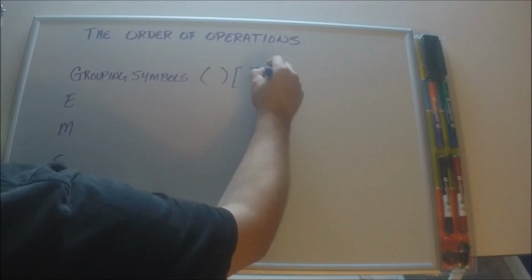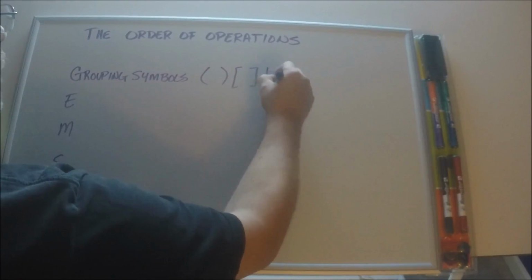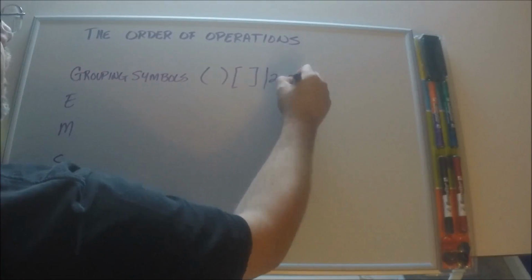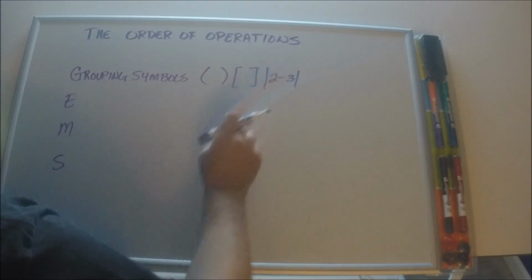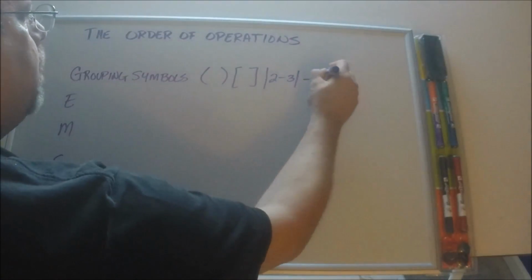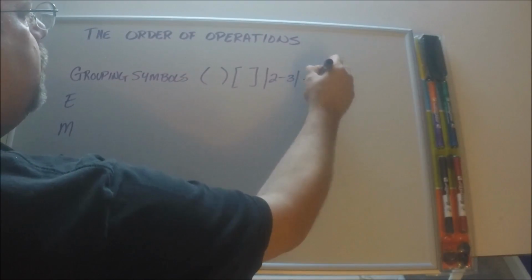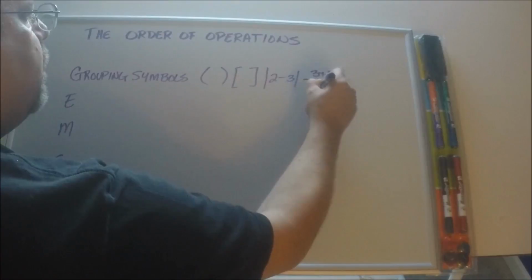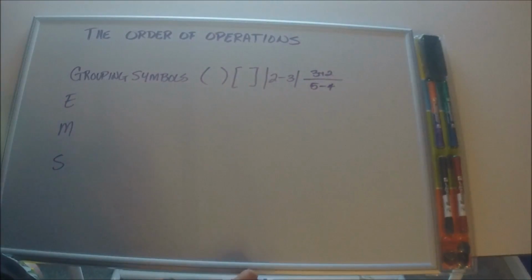You can also have the absolute value sign. If I have, for example, the absolute value of 2 minus 3, I have to do what's inside it before I take the absolute value. And finally, I have fraction bars. If I have 3 plus 2 over 5 minus 4, I have to simplify both the top and the bottom, the numerator and denominator, before I take action using the fraction bar. So, grouping symbols have a whole lot more examples than simply parentheses, so PEMDAS is kind of lacking in that department.